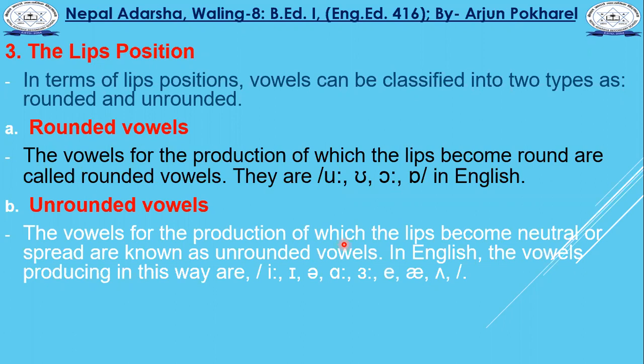But for your practice, there is no need to give the two different types of unrounded vowels. We can put them in the same vessel and you can study. Now the sounds produced by making our lips neutral or spread are these.